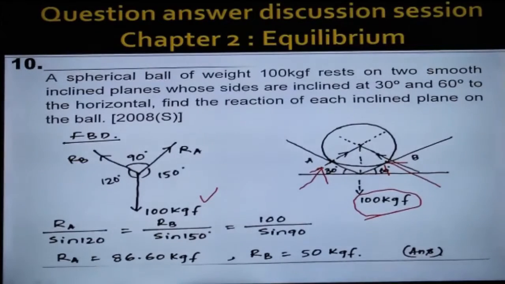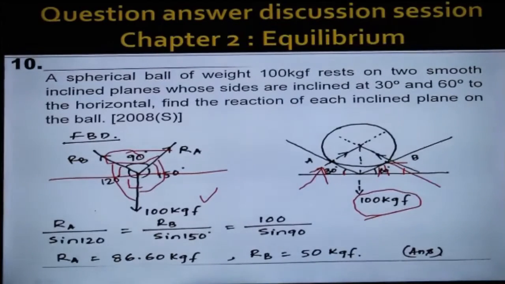If this is 30 degree, then this will be 60 degree. Similarly, if this is 60 degree, this will be 30 degree. That means RB with horizontal is 30 degree. If you draw a horizontal line here, RB with horizontal is 30 degree, and this is 90 degree, so the total becomes 120. Similarly, this is 60 degree, already I have told you RA is 60 degree with horizontal, and this is 90, so the total becomes 150. So after 120 and 150 from 360, the remaining angle is 90.